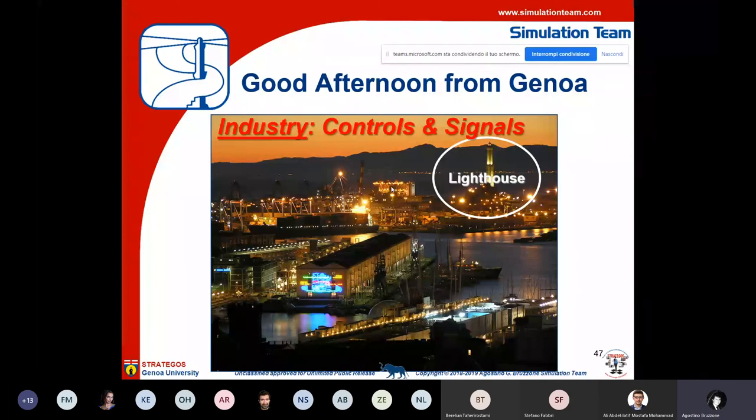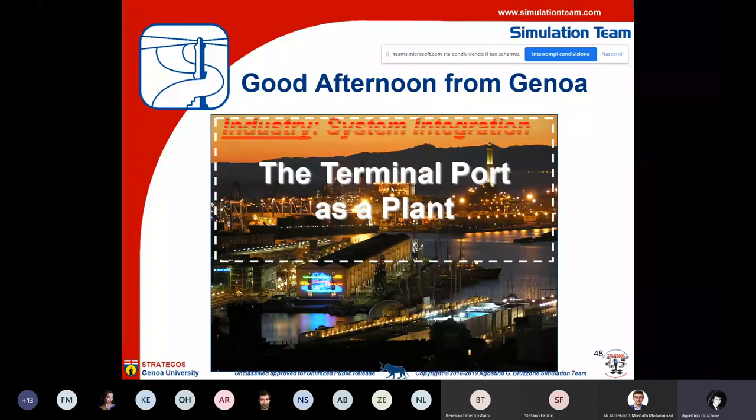This one is not very complex, but it requires power, perfect synchronization of the lights, all the control system, etc. All together, no? This makes the port terminal and the different infrastructure parts of the port a kind of system integration.